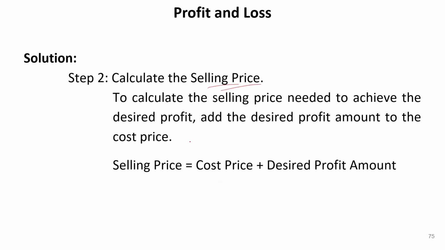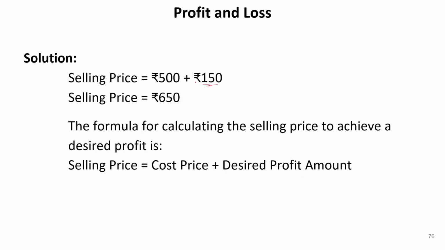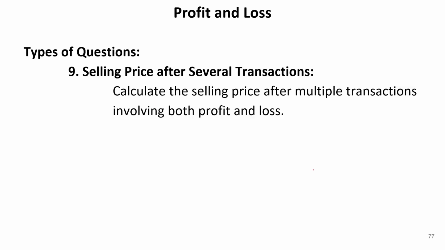So calculating the selling price. Selling price will be what? Cost price plus desired profit amount. So the profit amount is 150, cost price is 500, so selling price will be 650. So the formula for calculating the selling price to achieve a desired profit is: selling price is equal to cost price plus desired profit amount.